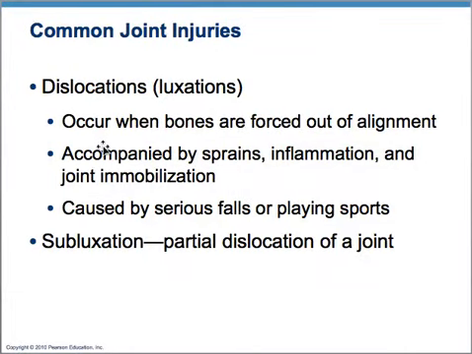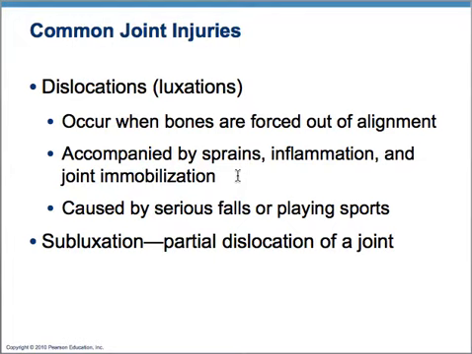Okay, another common type of joint injury: a dislocation, or luxation is another word. This occurs when a bone is forced out of alignment within the joint. It's usually accompanied by sprains, inflammation, and joint immobilization. So sprains of those different ligaments in the joint, because the bone was dislocated. This can be caused by serious falls or playing sports.